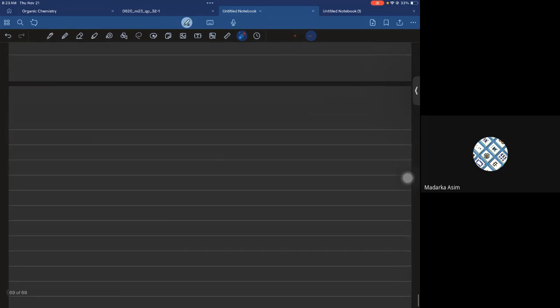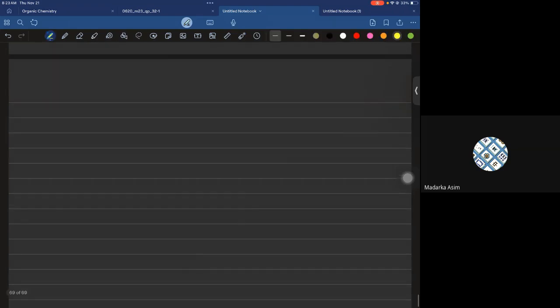Then isomerism. Look at this carefully. Isomerism. For comparison, I can say that it's just like an isotope. Can anyone tell me what is meant by the term isotope?